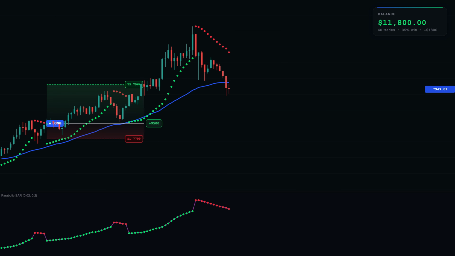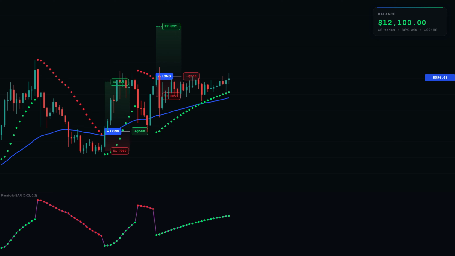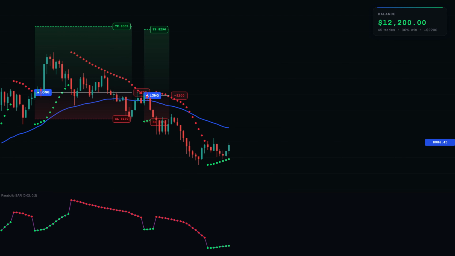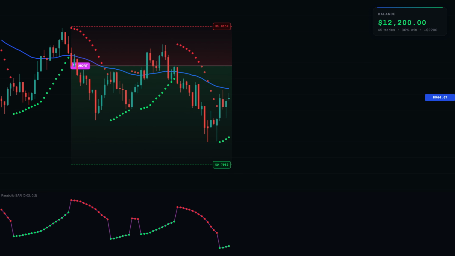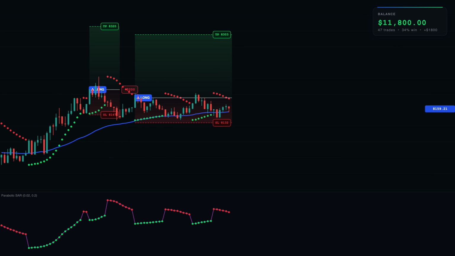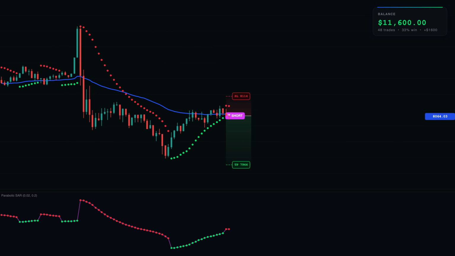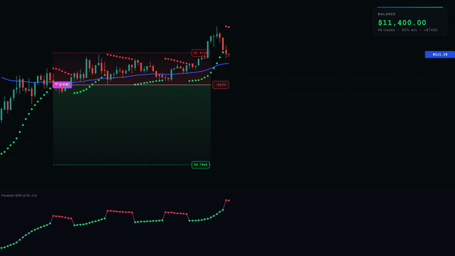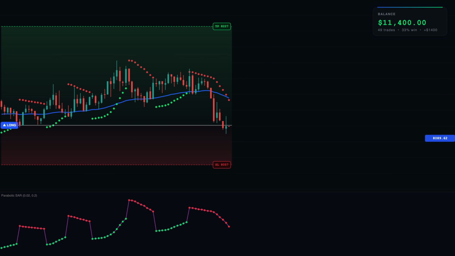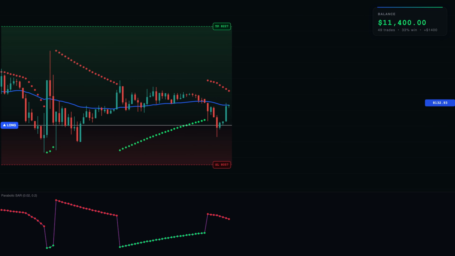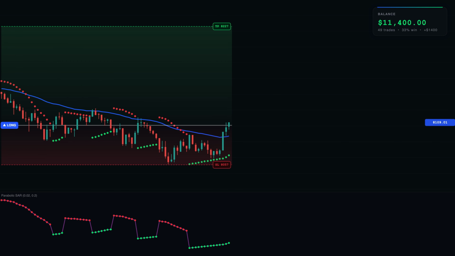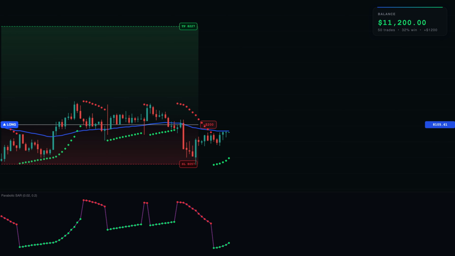40 trades. This is where the data gets meaningful. Small samples lie. Big samples tell the truth. 50 trades. Getting serious now.